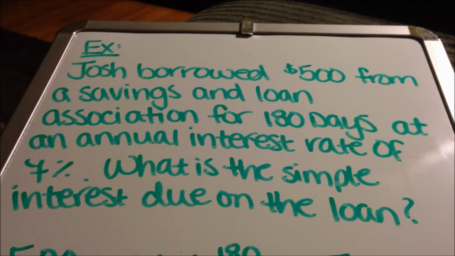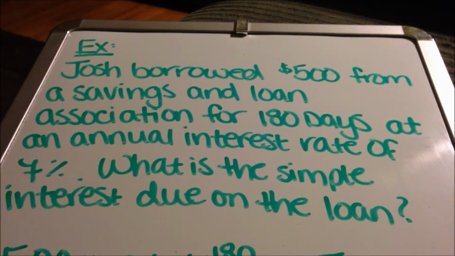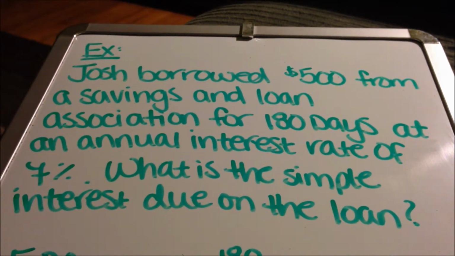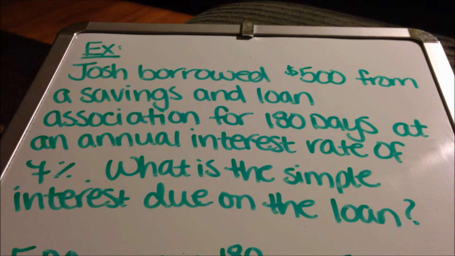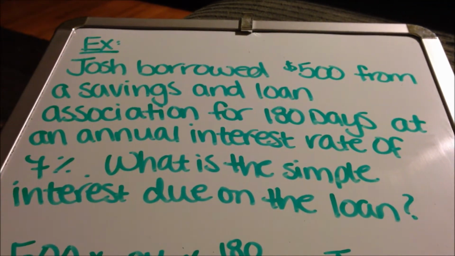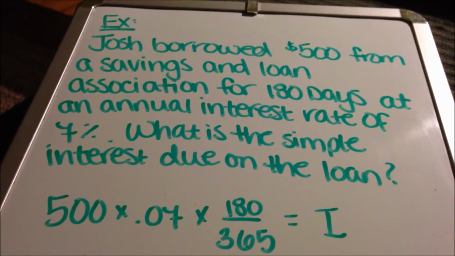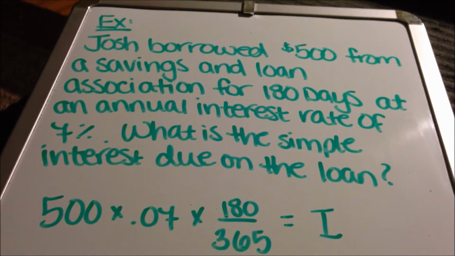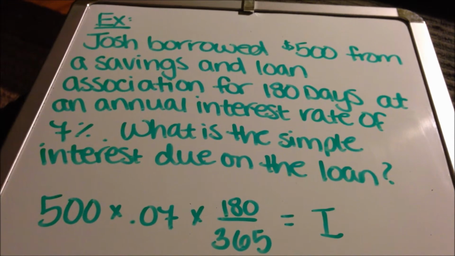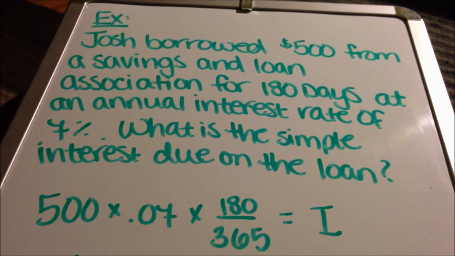Example, Josh borrowed $500 from a savings and loan association for 180 days at an annual interest rate of 7%. What is the simple interest due on the loan? The principal is $500 times the rate, which is 0.07, times, notice that the time in this problem is in terms of days.